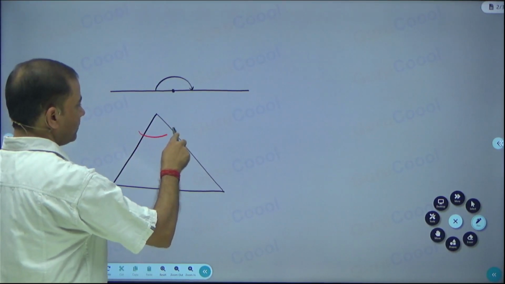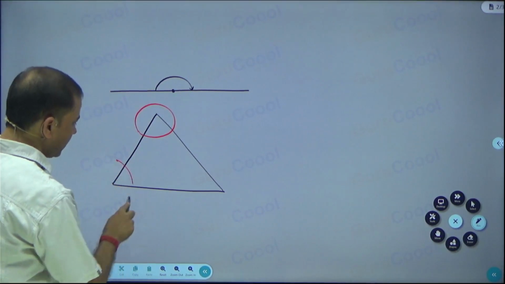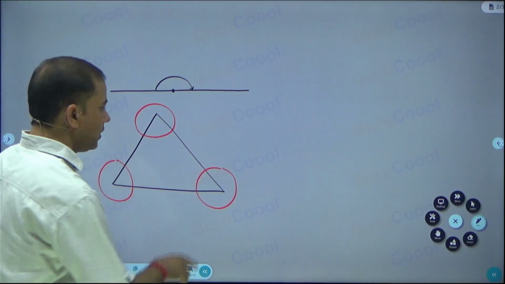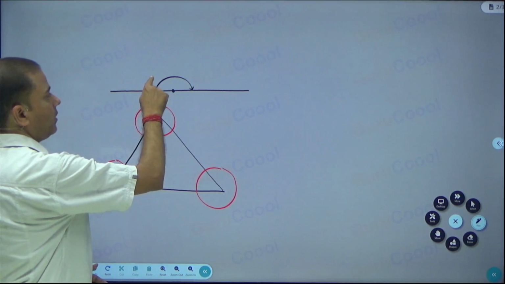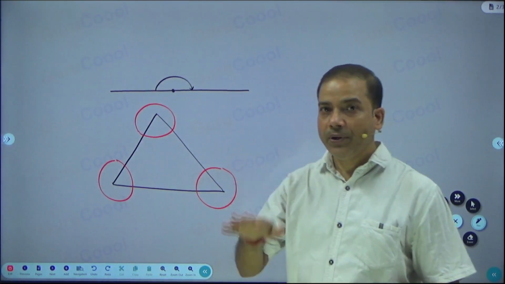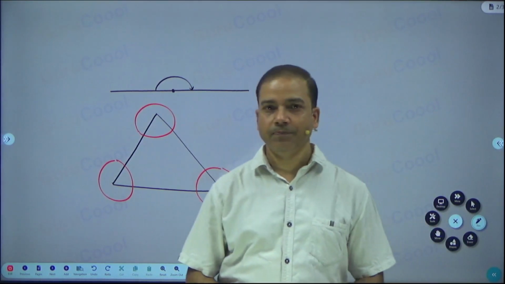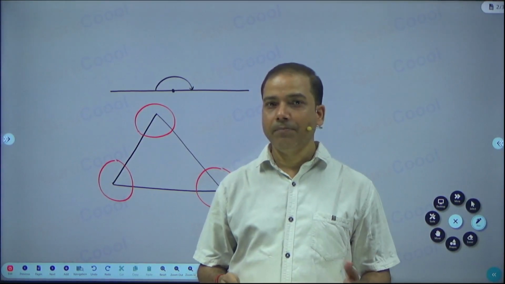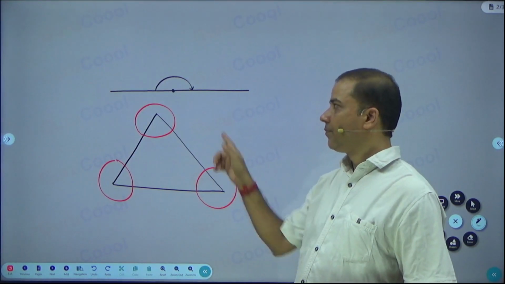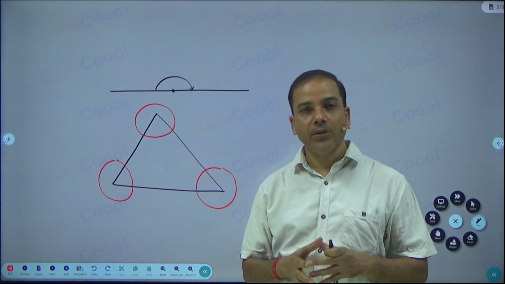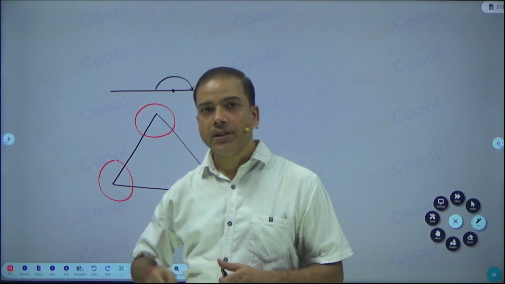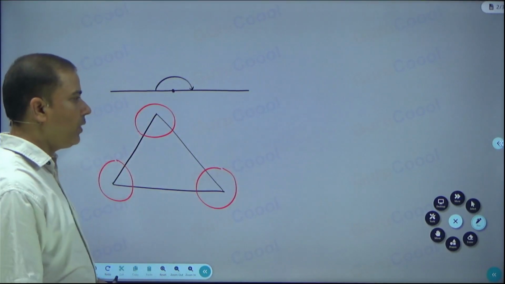If you cut this corner from here, and if you cut this corner from here, and you put all three corners here on the line, you will notice that all three corners will exactly fit over this straight angle. What is the meaning of it? That means simply all three angles make 180 degrees together, right? I hope you understood this in the activity you have seen.